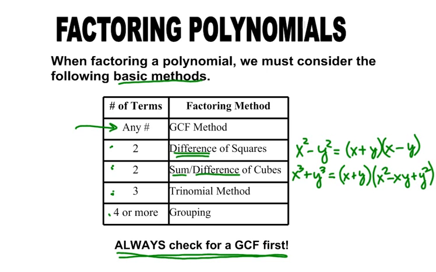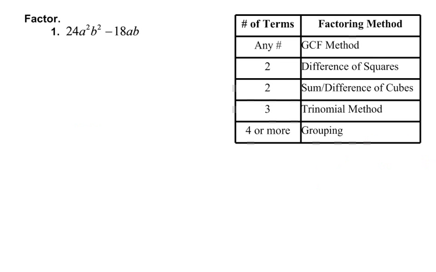All that said, remember always we're going to check for GCF first, and then we'll just flow through these different methods and identify which one works best for the problem that we have. Let's look at a few examples. You've been given a sheet of problems. We're going to work out some of those problems on that sheet as we go, and hopefully get you started on the right path as you're trying to complete these problems in class.